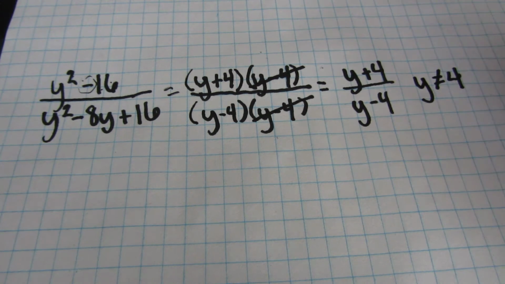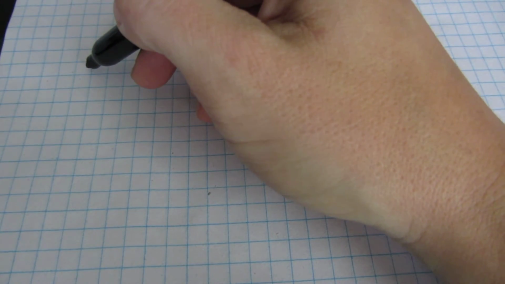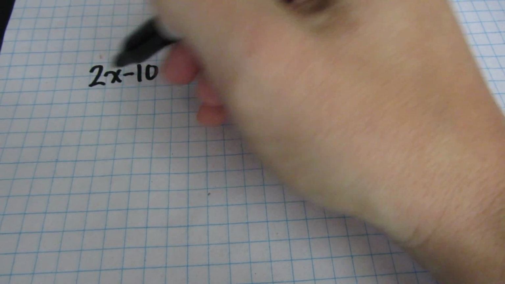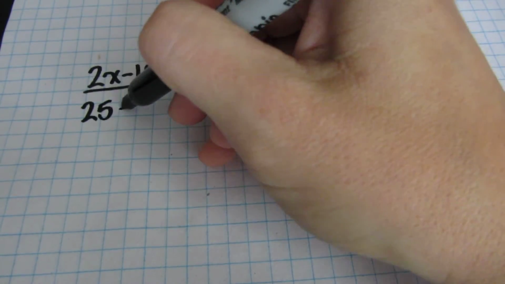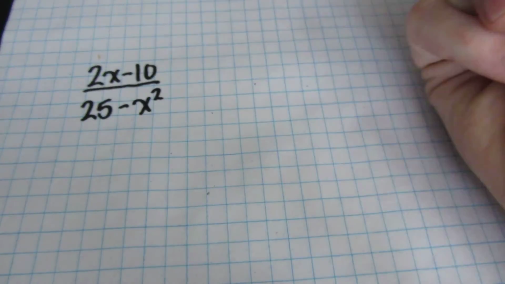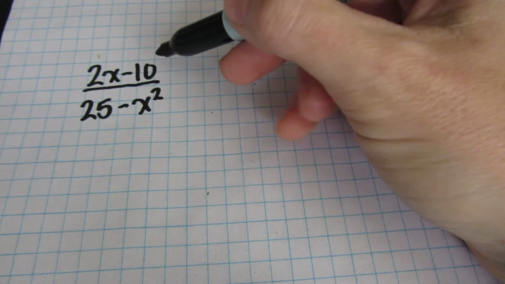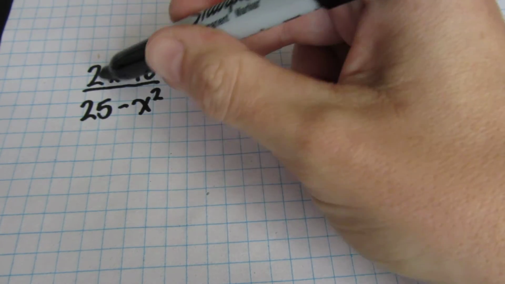Okay, there's another situation where we might have opposite binomials. So let's take a look at that. Let's say we have 2x minus 10 over 25 minus x squared. We're simplifying. Again, we're going to start by simplifying the numerator and then work on the denominator. So let's start with the numerator.